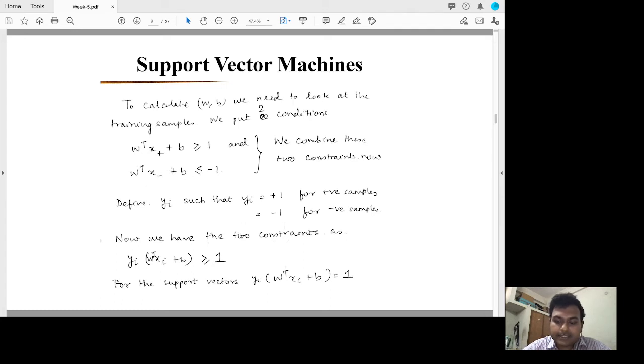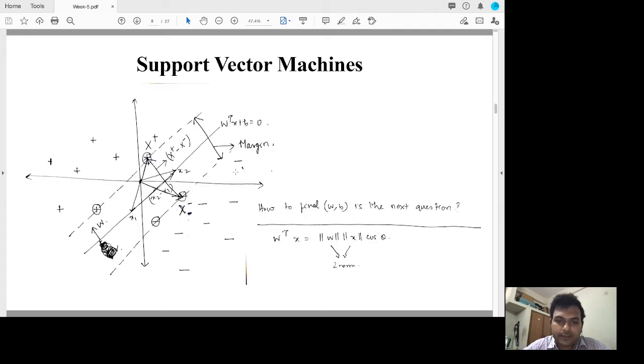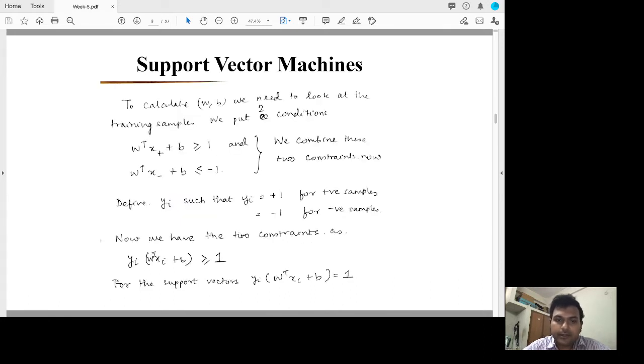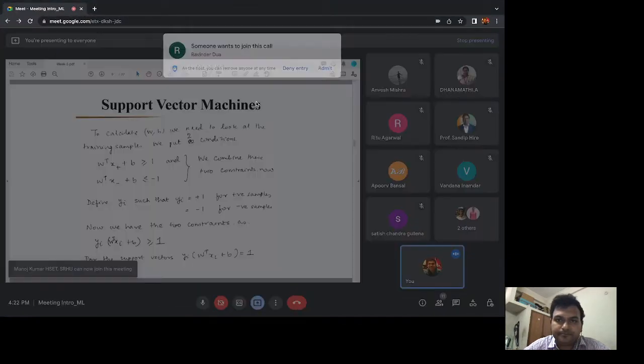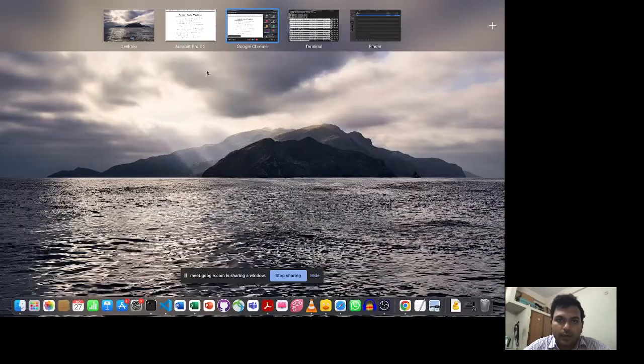And the second condition is, for all the negative samples, that is all samples which are on the bottom right, you need to find W and B such that W transpose X plus B is less than or equal to minus 1. So these are basically the two equations: W transpose X plus B greater than 1 and W transpose X plus B less than minus 1.